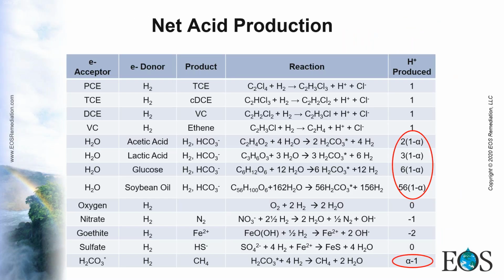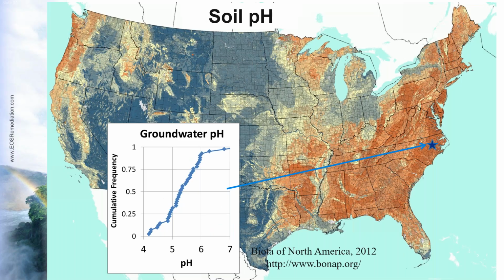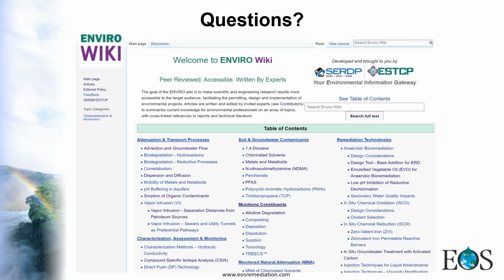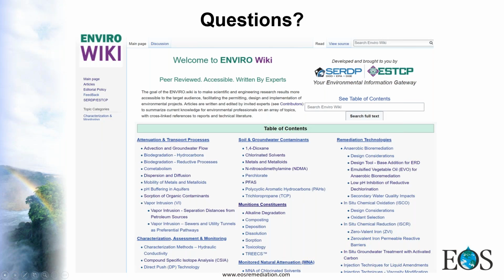One last thing, I'm going to scroll along here. I hope this isn't making your eyes go bad, but if you have questions about it, most of the things I've talked about today are on the EnviroWiki. There's emulsified vegetable oil. This explains the conceptual model.